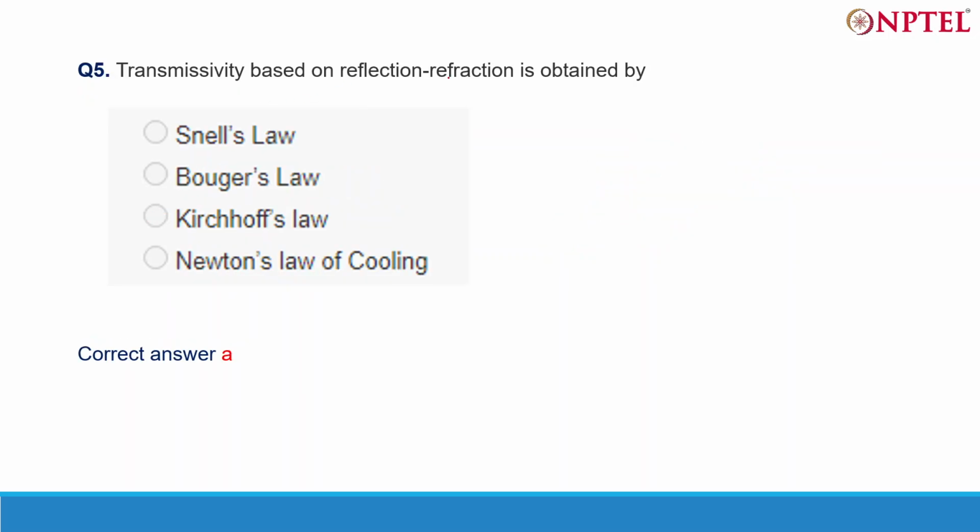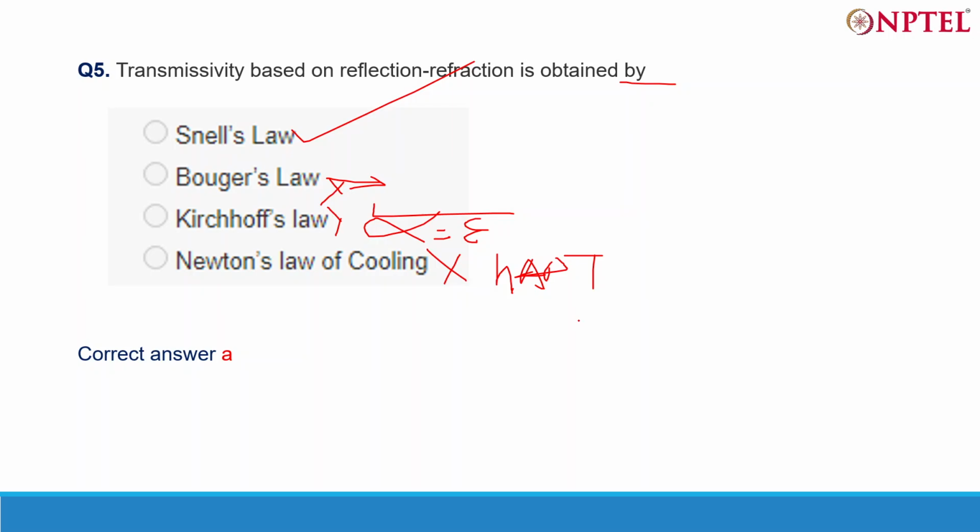Transmissivity based on the reflection is obtained by. It's not Bouguer's law, it's not Kirchhoff's law, it's not Newton's law of cooling. What is Newton's law of cooling? h A del T. Kirchhoff's law is alpha equal to epsilon. I don't remember the Bouguer law. It's because of Snell's law. Okay.